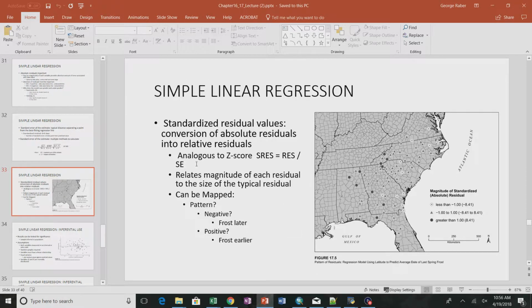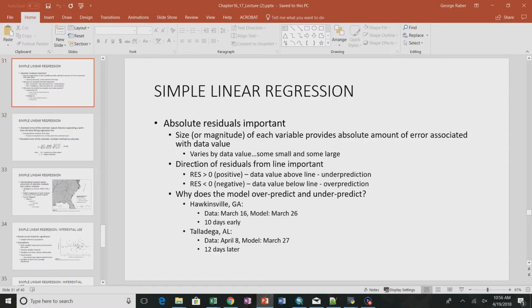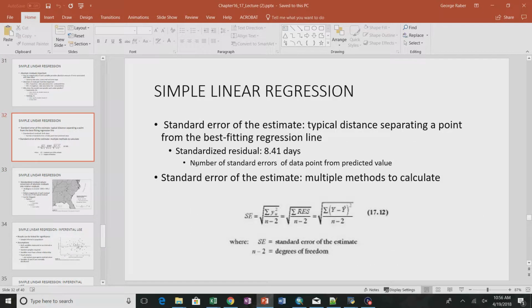And we can map that one too. So the way you calculate the standard residual is you get the residual value and divide it by the standard error. Standard error is really easy to calculate. Here, the standard error is the sum of all the differences between the real values and the predicted values squared, divided by n minus 2.